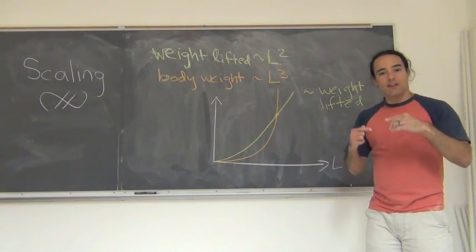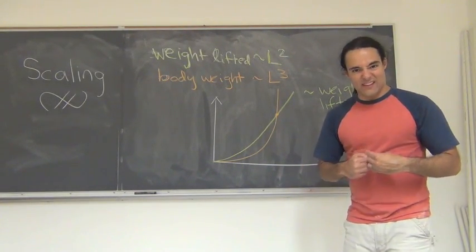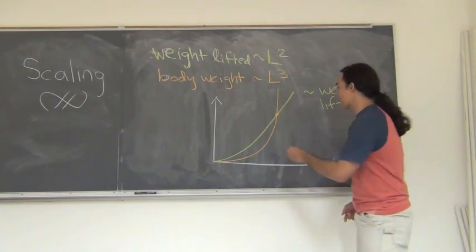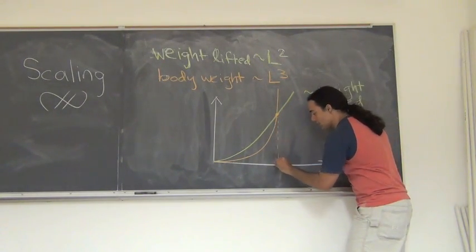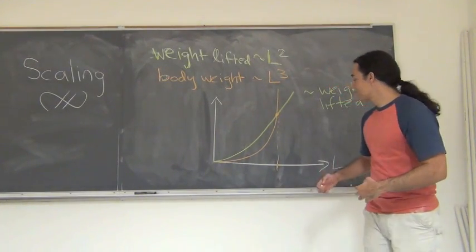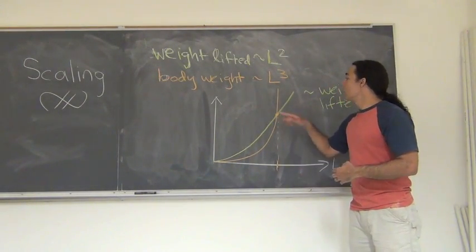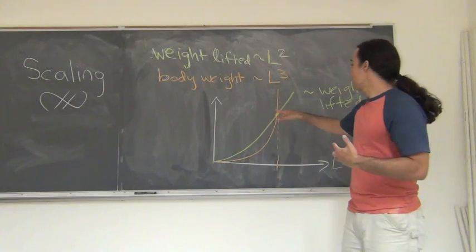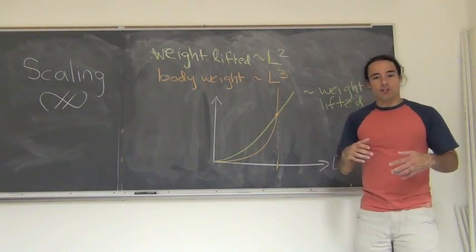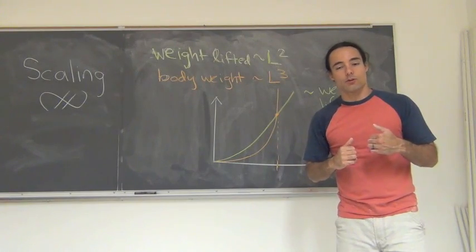At this point, the ant can barely lift its own weight. If it gets any heavier, it can't pick itself up and bring itself around or walk or do anything. There's a certain crossover where one function takes over the other. So we can see graphically that at a certain point, just because of these scaling relationships, we know that an ant can't support its weight anymore.